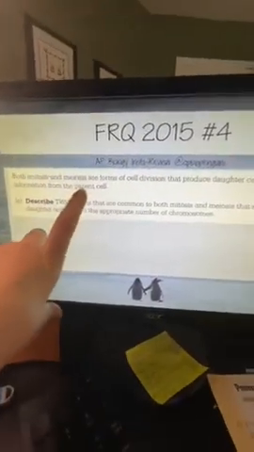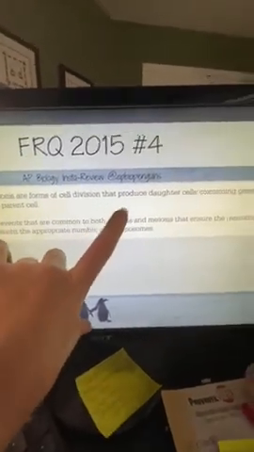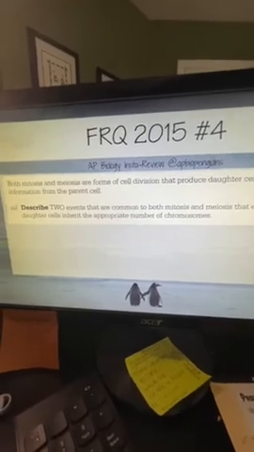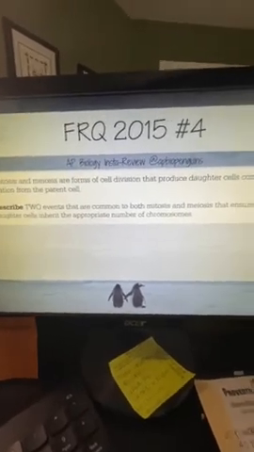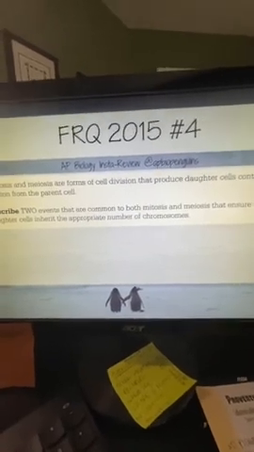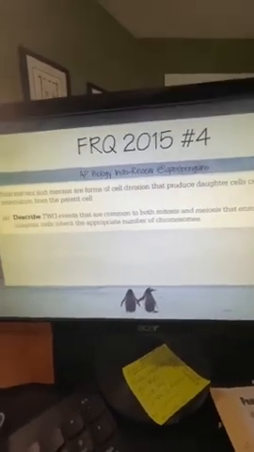So question 2015, number 4 is what we're going on to now. Both mitosis and meiosis are forms of cell division that produce daughter cells containing genetic information from a plant cell. So we're going to describe 2 events that are common in both mitosis and meiosis that ensure the resulting daughter cells inherit the appropriate number of chromosomes. Okay, so how can I make sure that in mitosis and meiosis I get the correct number of chromosomes?